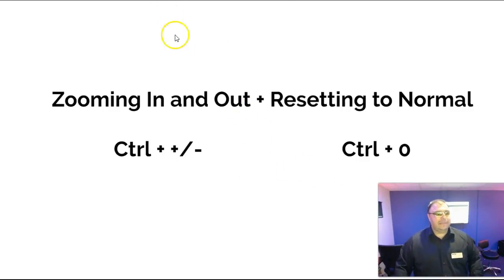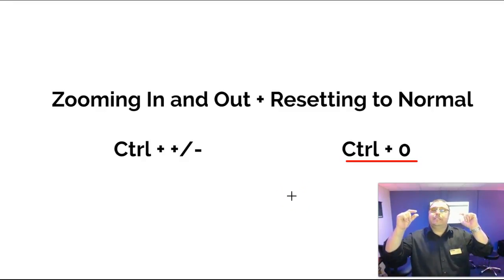And often what ends up happening is folks zoom in too far and they want to zoom back out and they just push Control minus, minus, minus, minus. But you can actually just push the Control 0 or Command 0 in the Chromebook page, and it'll automatically reset back to 100%.